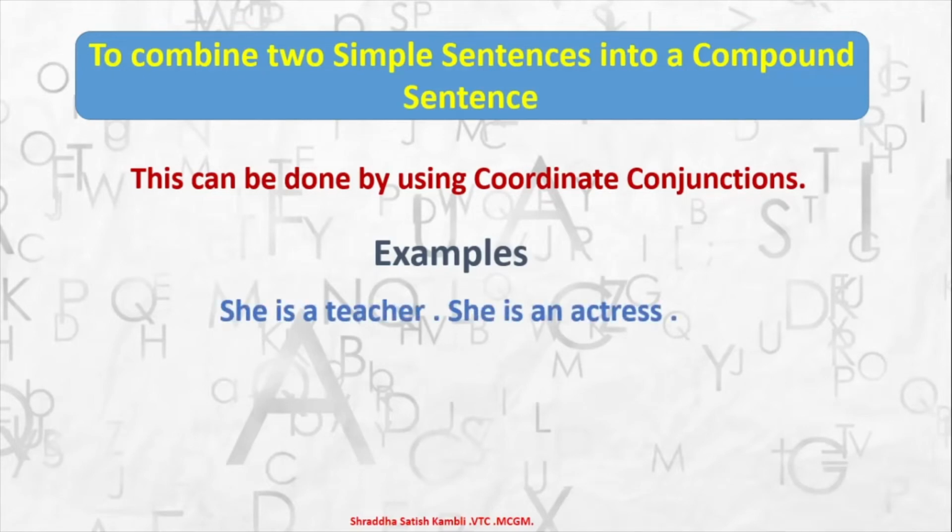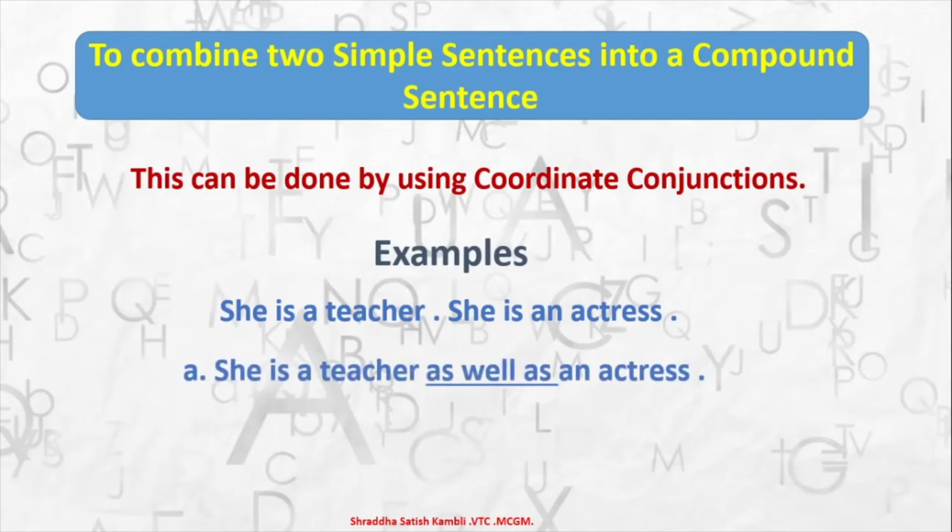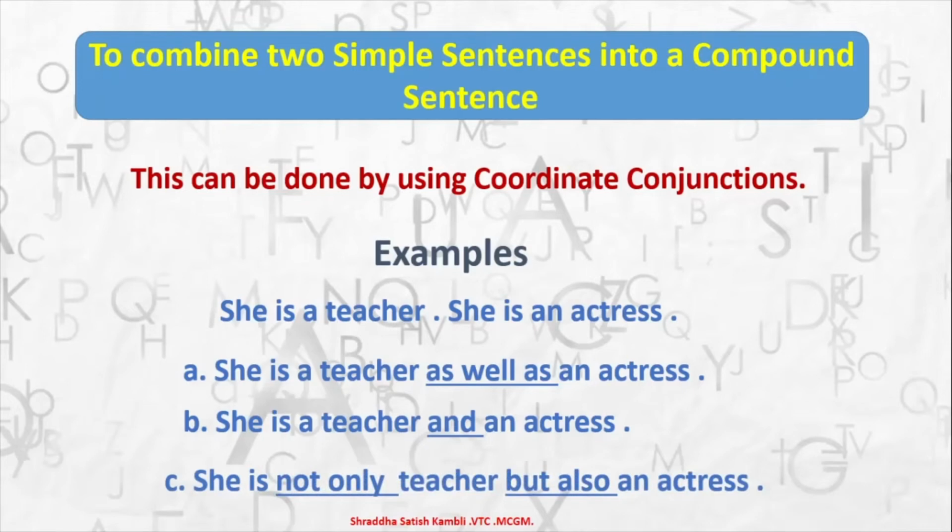Example, she is a teacher, she is an actress. See how I've combined it? I'm saying she is a teacher as well as an actress. So I've combined these two simple sentences into a compound sentence. Moving on, let's see the next example. She is a teacher and an actress. Okay, let's see one more. She is not only a teacher but also an actress. So you see, you can combine it in all these different ways to make a compound sentence.